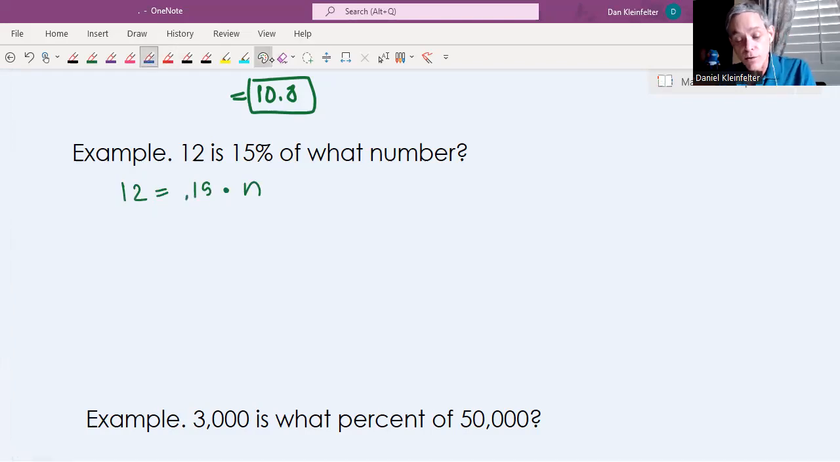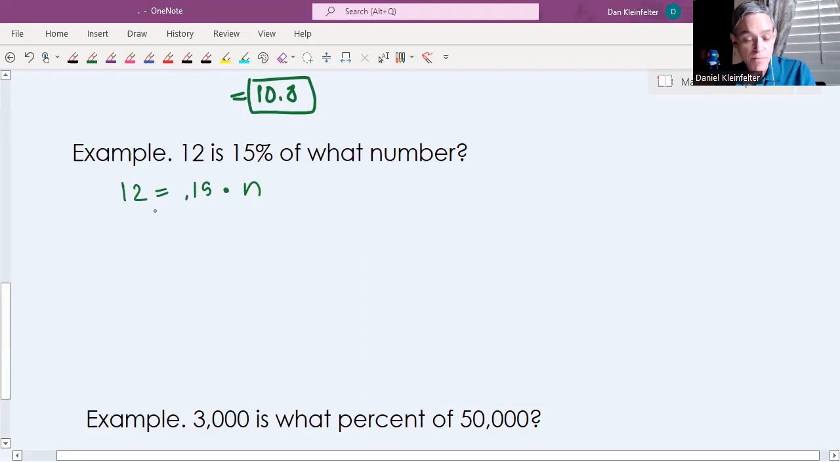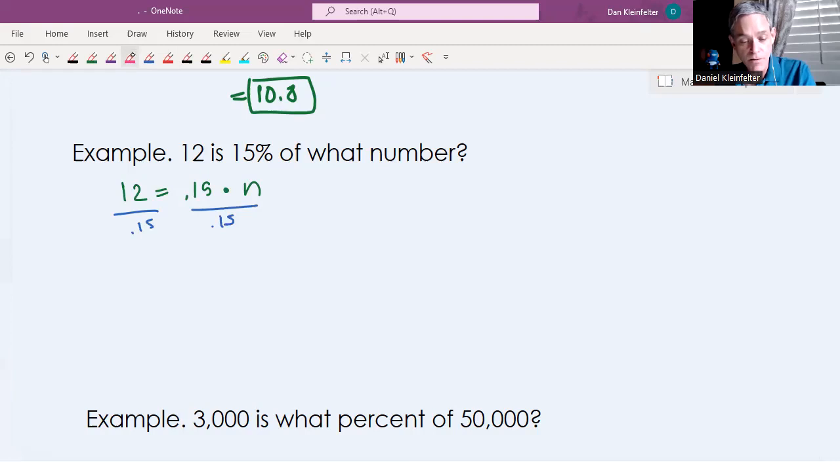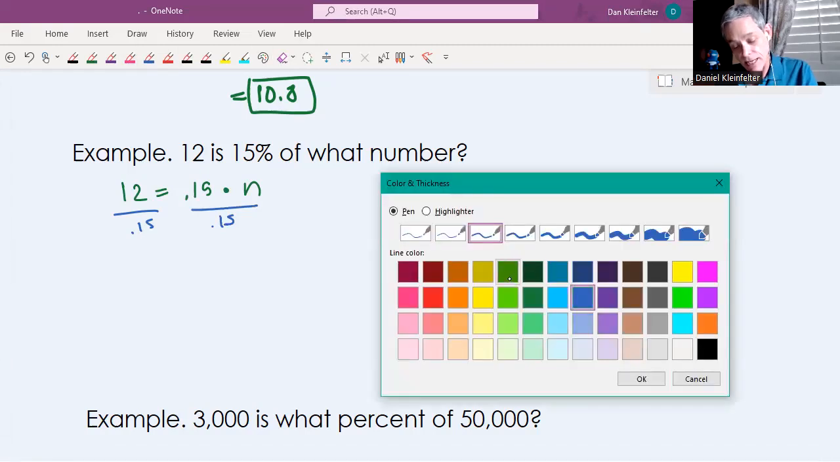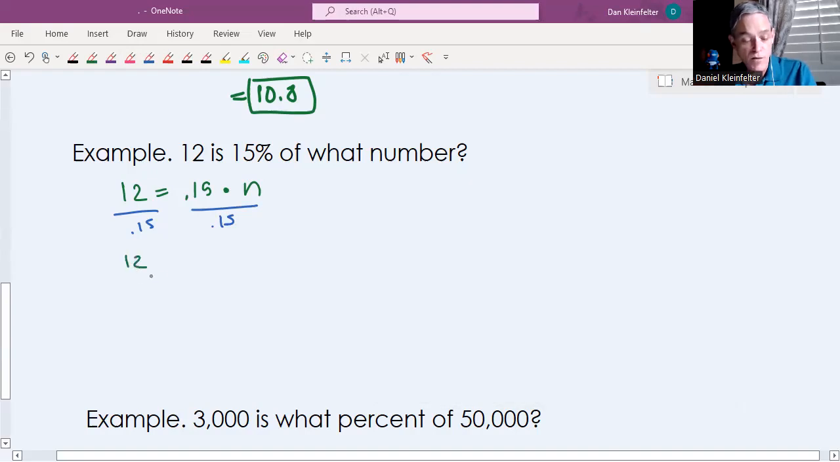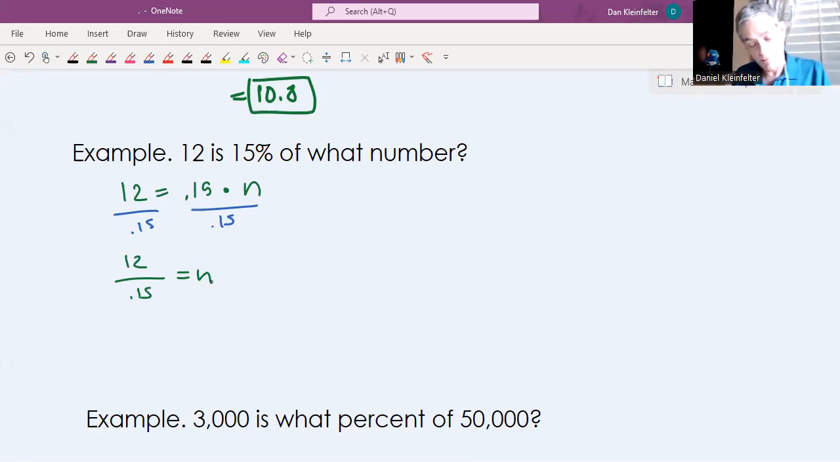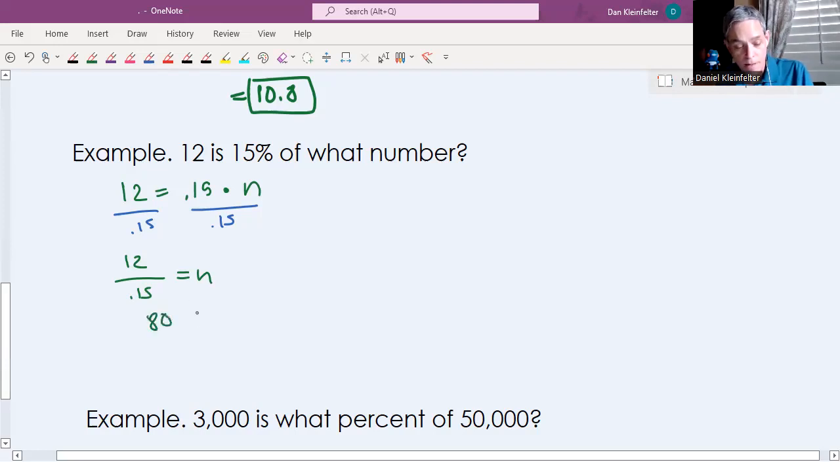So then to solve, we can divide both sides by the 0.15. And that will serve to isolate the n for us. So 12 divided by 0.15 is our n. So that looks like 80. Okay, 80. So 12 is 15% of 80.